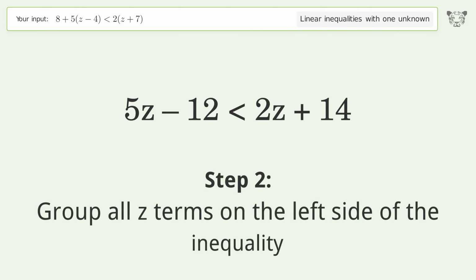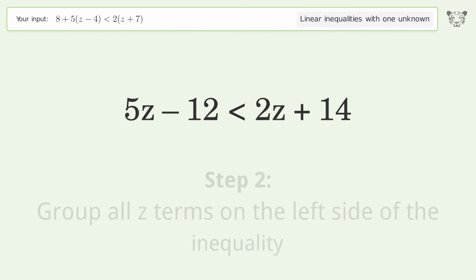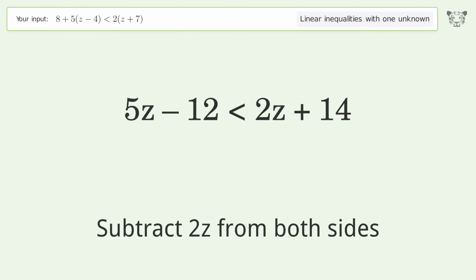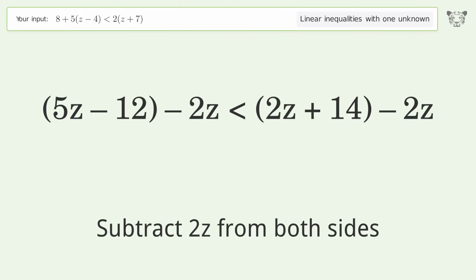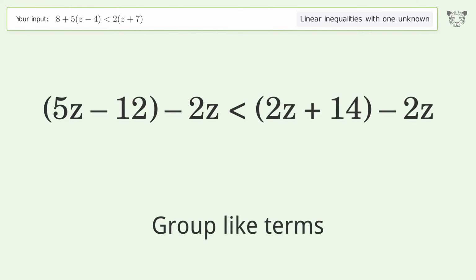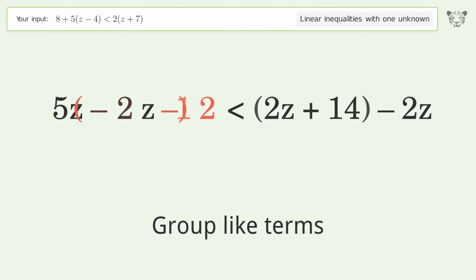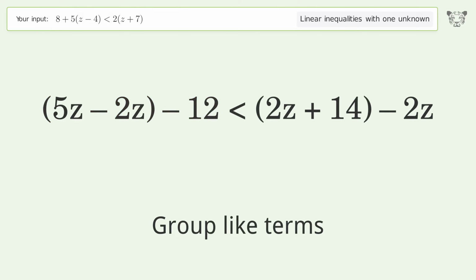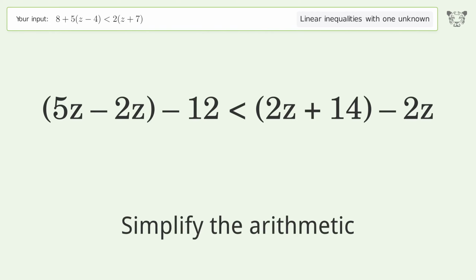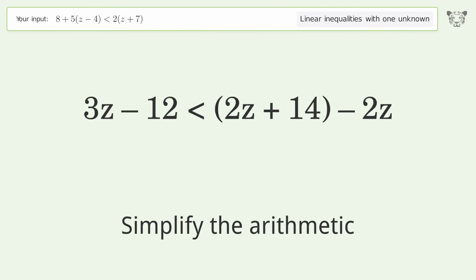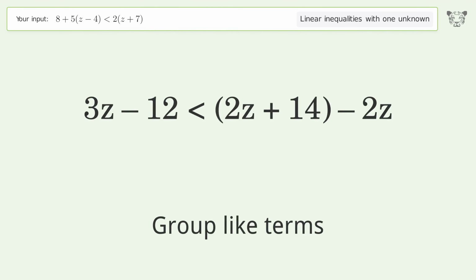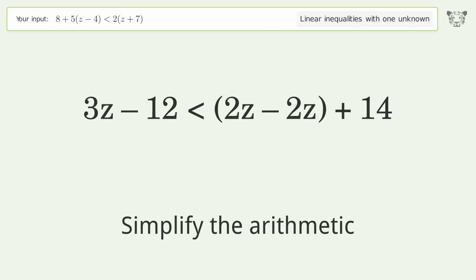Group all z terms on the left side of the inequality. Subtract 2z from both sides. Group like terms. Simplify the arithmetic. Group like terms. Simplify the arithmetic.